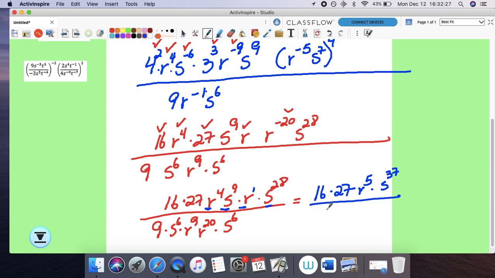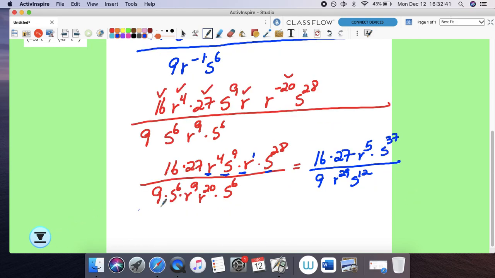At the bottom I have 9, and then I have S, actually let's do R first, R to the 9th and R to the 20th becomes R to the 29th. And then S to the 12th. And finally simplify.